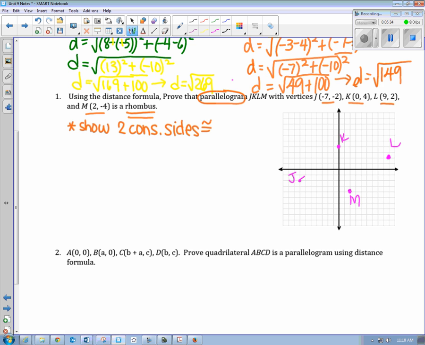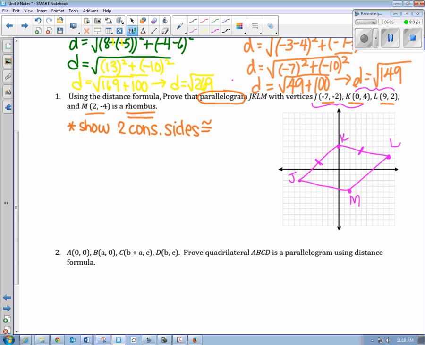I'm going to connect them to make a parallelogram. And my job, if I'm showing that this is a rhombus, is to show 2 consecutive sides are congruent. It's my choice on which 2 consecutive sides I want to work with. So I'm going to pick to work with showing that JK is congruent to KL.